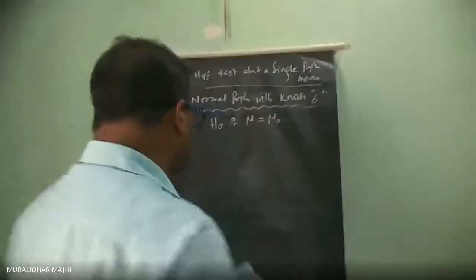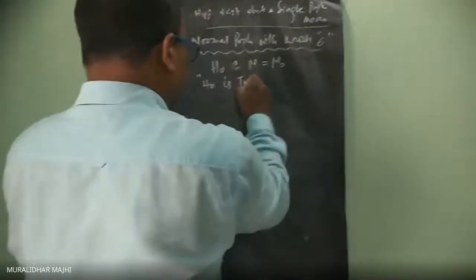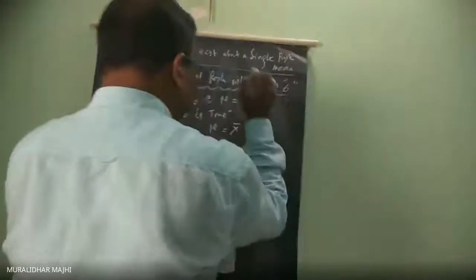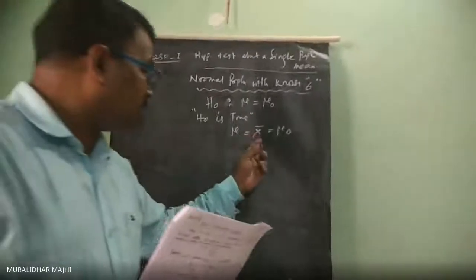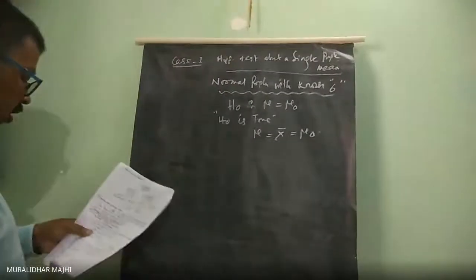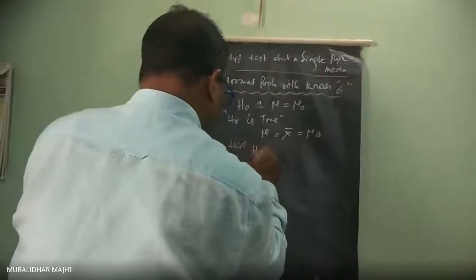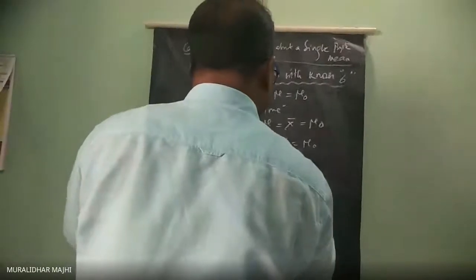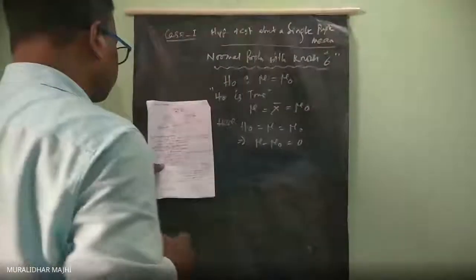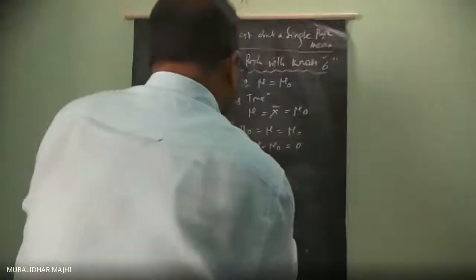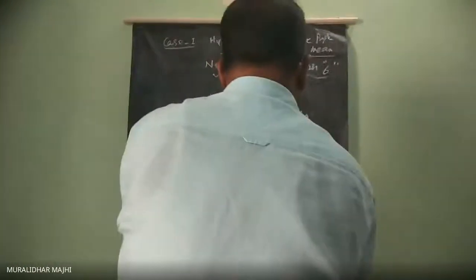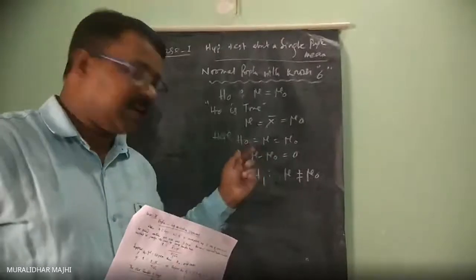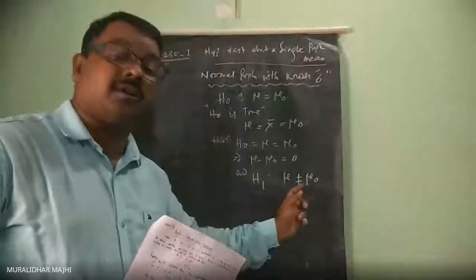Under the assumption that H0 is true, mu is equal to x bar, that is equal to mu0. That means the sample mean is equal to the population mean. Or here I can write mu minus mu0 is equal to 0. And what is the meaning of this? Meaning of this is H1, the alternative hypothesis, is mu is not equal to mu0. If mu is equal to mu0 is your null hypothesis, then the alternative hypothesis will be the opposite of that. That means mu is not equal to mu0.